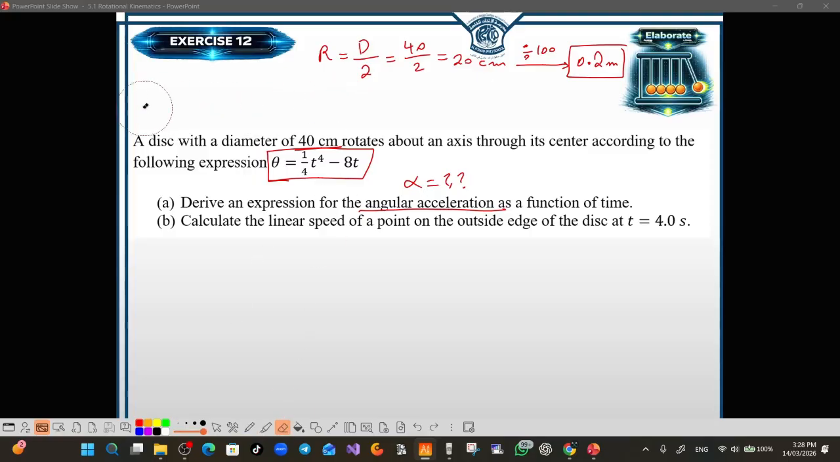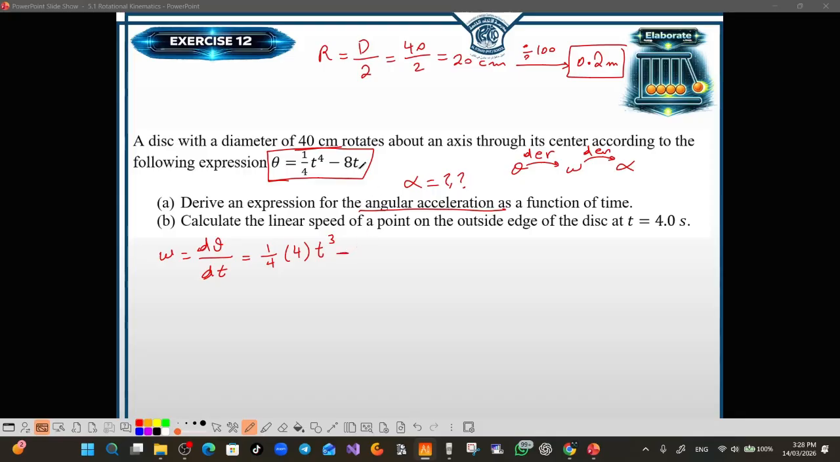Here, we don't have access to the kinematic equation, so I will rely on derivatives and integration, in other words, calculus, to find the angular acceleration. Now, let me remind you that theta, omega, and alpha are related to each other via the derivative. The derivative of theta is omega, and the derivative of omega is alpha. So let's find omega first. d theta over dt: we drop the power, we reduce the power by 1, it becomes power 3.